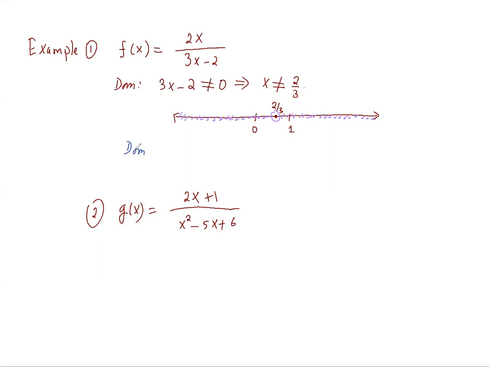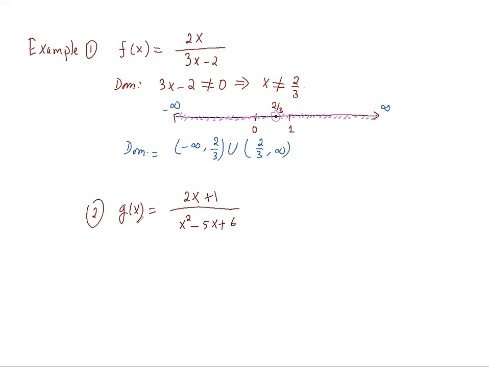So the domain is going to be the interval negative infinity up to 2/3, and the other one is 2/3 up to infinity. Make sure that you are using parentheses because 2/3 is not included, and you put the union sign. So the domain of this function is the union of these two intervals.